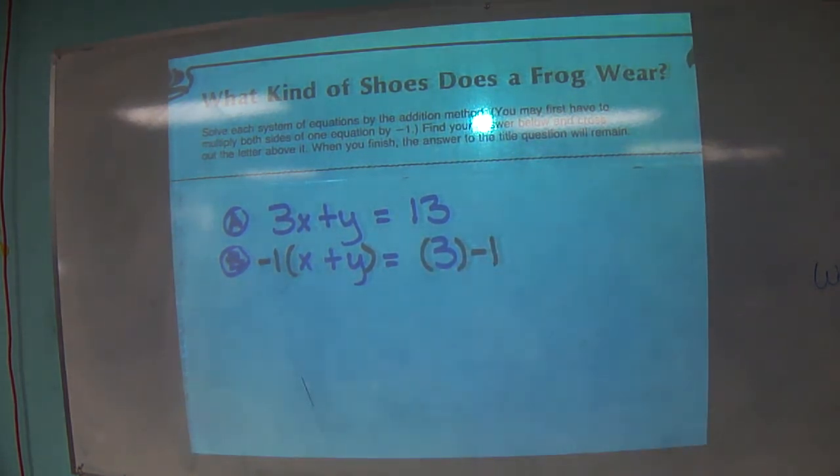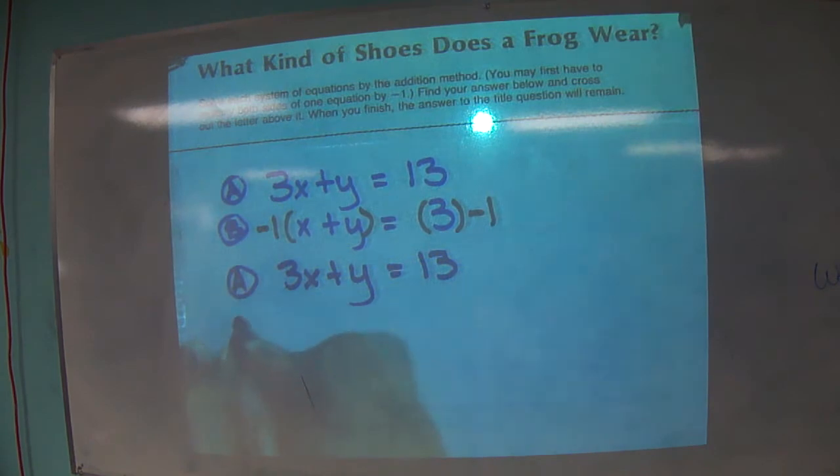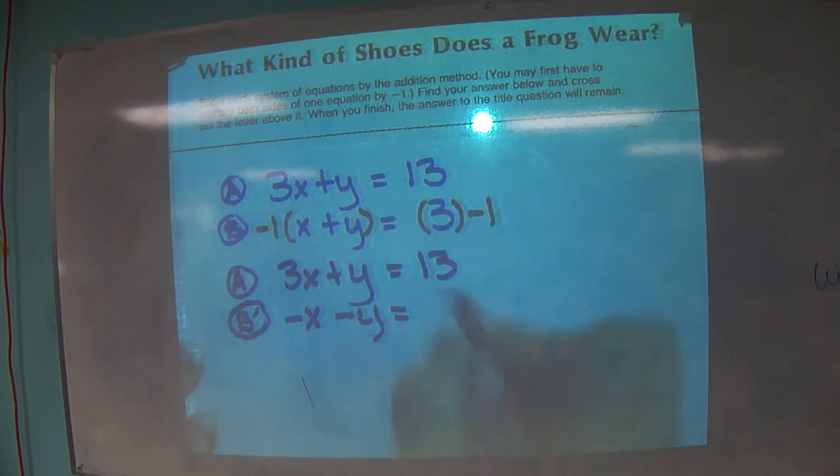let's rewrite it. So A becomes 3x plus y equals 13. No change at all, right? B, and we're going to call that B prime, so we put a little tick mark next to it, is going to be -x, right? Yes. Plus -y, or minus y, equals -3. You can respond when I pause like that.